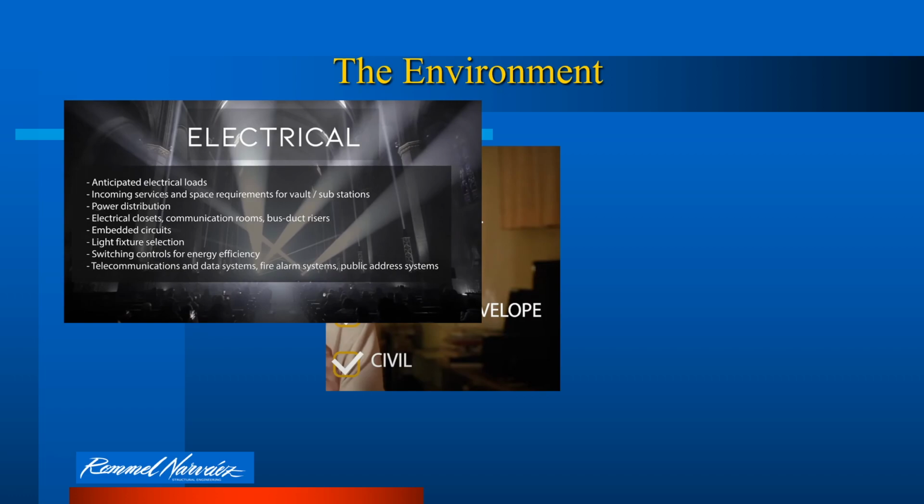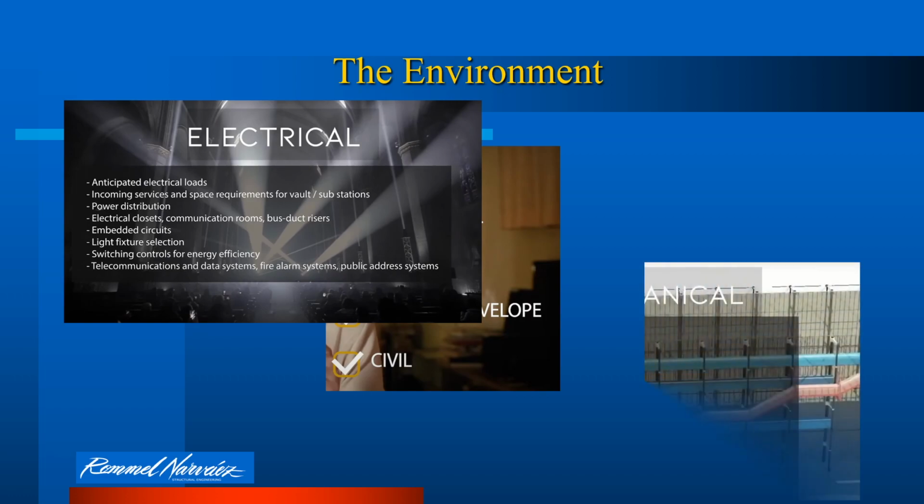Light fixture selection, it could be very heavy things. Switching controls for energy efficiency. There are some kinds of boxes that you need to take care about. Telecommunications and data systems, fire alarm systems, public address systems. That is for this specialization.